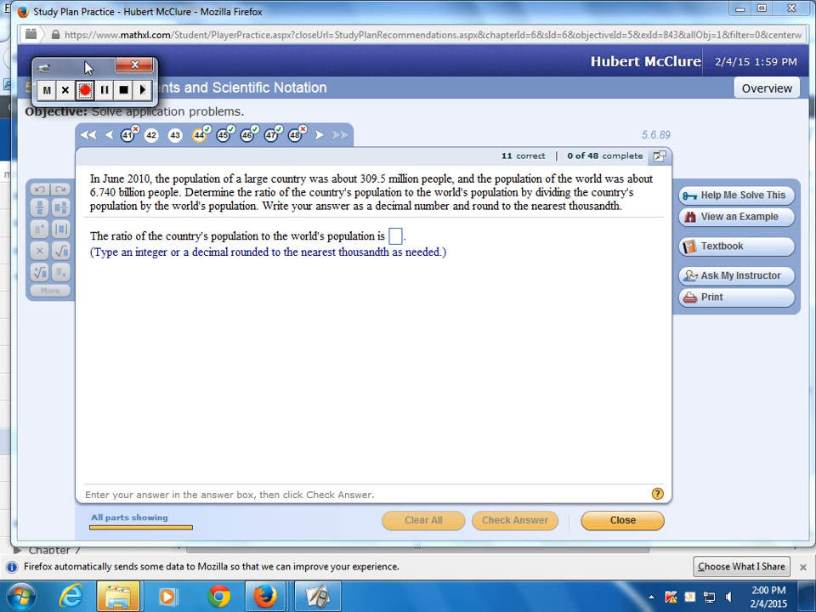That's a test question. In June 2010, the population of a large country was about blah, blah, blah people. And the population of the world was about blah, blah, blah people. Determine the ratio of the country's population to the world's population by what? God, they even tell you what to do. Dividing the country's population by the what? World's population. So do that. Write your answer as a decimal number, not in scientific notation.